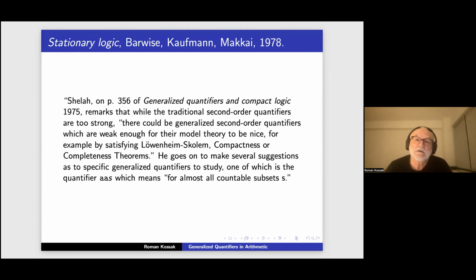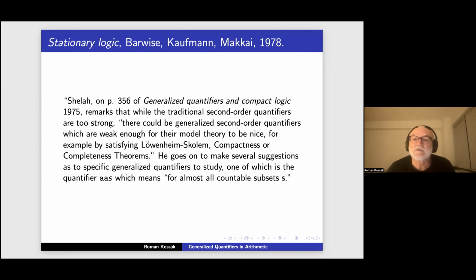So again, a quotation from the paper on stationary logic by Barwise, Kaufman, and Mackay from 1978. And here's what they say. Shelah on page 356 of Generalized Quantifiers and Compact Logic in 1975 remarks that while the traditional second-order quantifiers are too strong, there could be generalized second-order quantifiers which are weak enough for their model theory to be nice, for example, by satisfying Löwenheim's theorem, compactness, or completeness theorems.